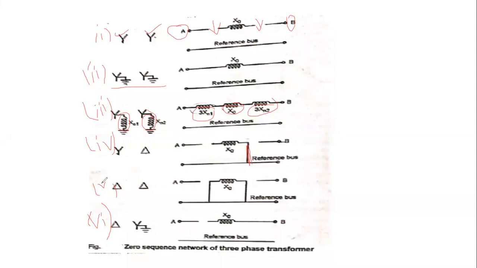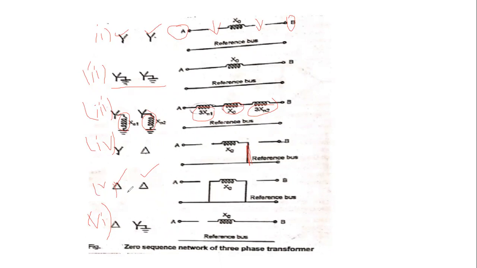Okay, understand? Next case we are considering is delta delta. Primary delta, secondary delta, but there is no grounding. No grounding means open. A will be open and B is open, but the reactance is connected in delta. Delta means there is a path between the zero sequence reactance and the reference. In the primary side we are connecting delta, so there is a path between the zero sequence reactance and the reference. In the secondary side we are also having the path.